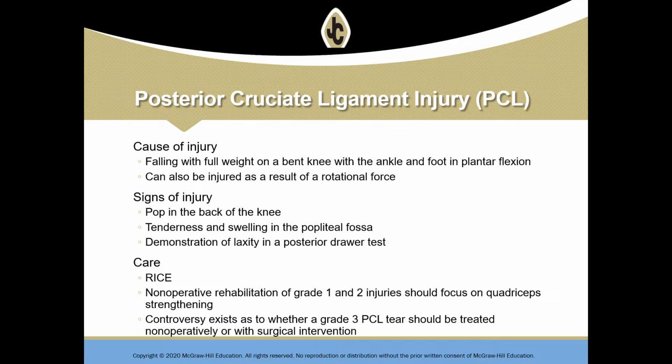So signs of this injury are a pop, like you would hear with really any ligament that tears, tenderness and swelling in what's called the popliteal fossa. So basically, if you feel behind your knee, there's that space behind the two tendons of your hamstring that you feel very prominent. That's your popliteal fossa. So you're going to have tenderness and swelling back there because that's where your PCL is. And then you're obviously going to have laxity with the posterior drawer test.